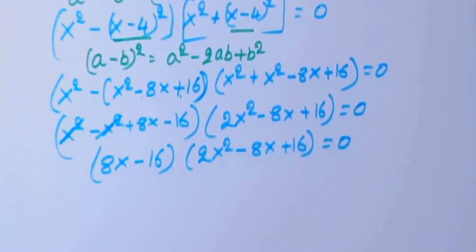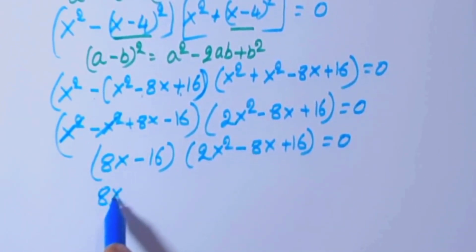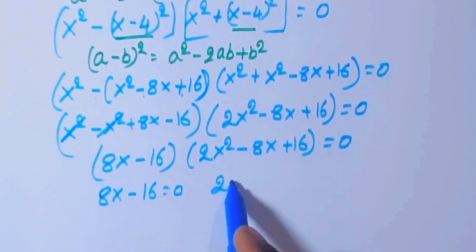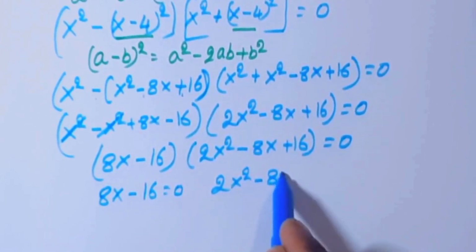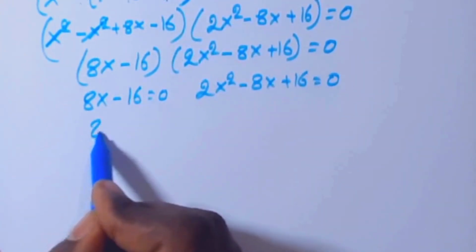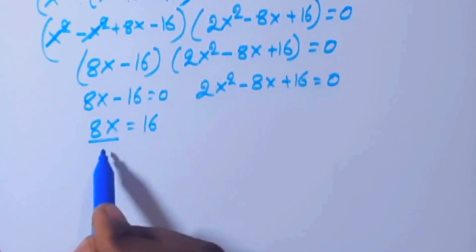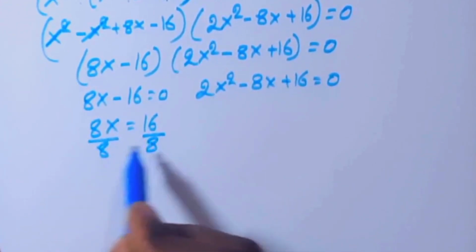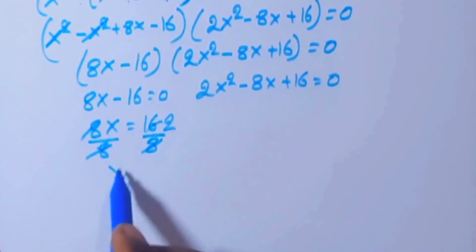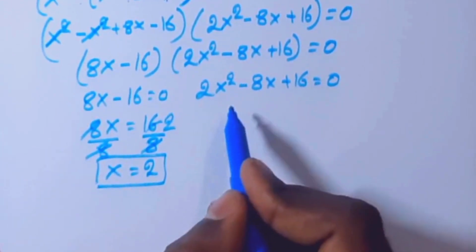Now we have two equation solutions. One is this, other one is this. So 8x minus 16 equal to 0. This side 2x square minus 8x plus 16 equal to 0. So 8x equal to 16. Now divide both sides by 8. This 8 cancels this, simplify this, this is 2. So x equal to 2. This is the real solution. This side.